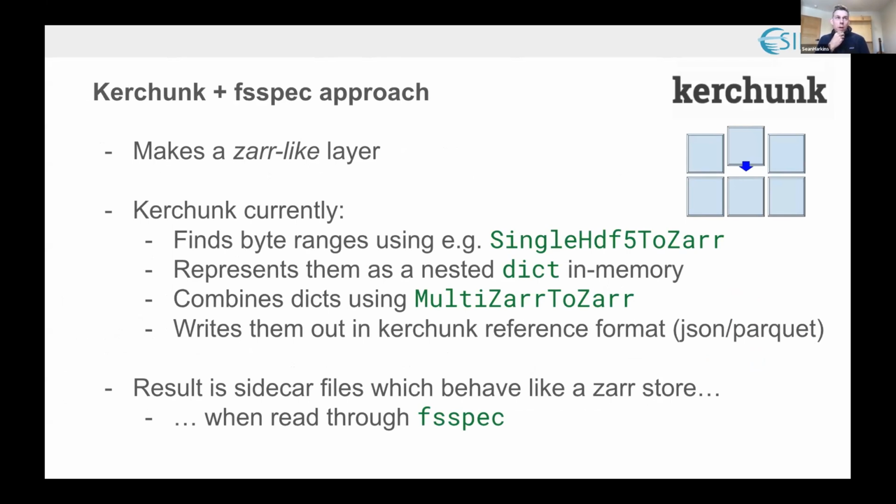The Kerchunk approach uses a different way to make a Zarr-like layer. It has some internal abstractions where we can find the byte ranges inside a legacy file using SingleHdf5ToZarr or some of the other legacy file format readers. Internally, they're represented as a nested dictionary, and we can combine those nested dictionaries into a single large data set using MultiZarrToZarr. And then when we're finished with this combination step, we can write all of that information out as a chunk reference file. The result of this operation is a sidecar file, which behaves like a Zarr store when you're reading it through fsspec.